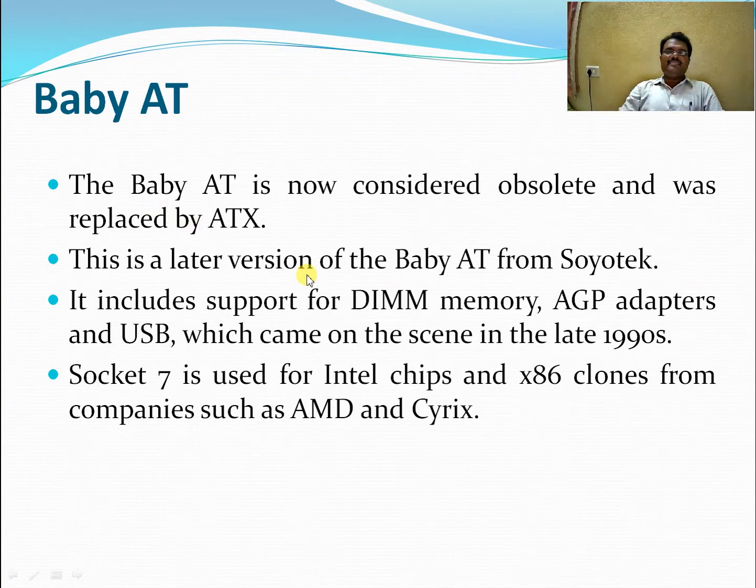The Baby AT is now considered obsolete and was replaced by ATX. This is a later version of the Baby AT. It includes support for DIMM memory, AGP adapters, and USB, which came in the late 1990s. Socket 7 is used for Intel chips and x86 clones from companies such as AMD and Cyrix.